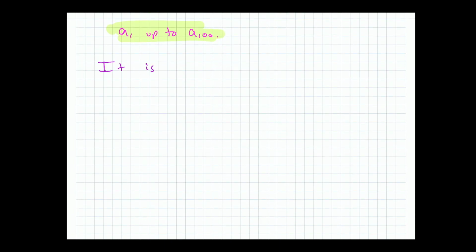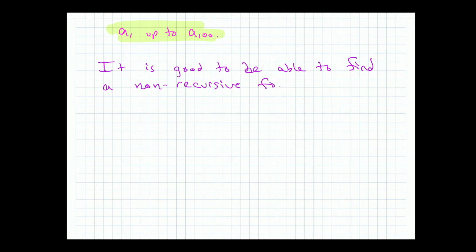So it is good to be able to find a non-recursive formula, which the book will refer to as an explicit formula. And you could call a recursive formula implicit, but nobody does. So it's good to be able to find a non-recursive formula, an explicit formula, for a recursive sequence.